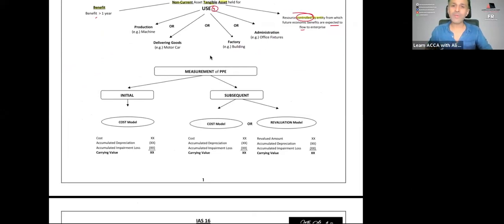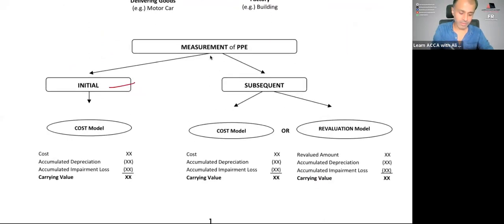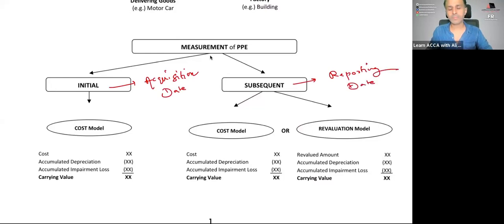Let's talk about the measurement, how to measure them initially. That means at the acquisition date, and subsequent means the date of reporting. Initially, at what value are we supposed to record? Subsequently, at what value are we supposed to record? The word subsequent means reporting date, which can be the first reporting date, second reporting date, third reporting date.